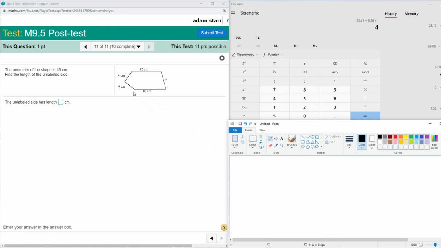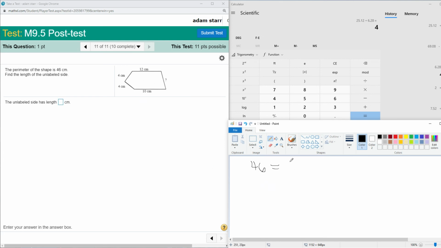Okay, last question. We have this shape here, and I'm given the perimeter is 46 centimeters, and I want to find the length of the unlabeled side, which is this side here. Okay, but it looks like I have all the other sides of this pentagon. So to find the perimeter, we are just adding up all the sides. Perimeter is distance around. I know my perimeter at the end is 46, so I have 46 equals all the sides added up together.